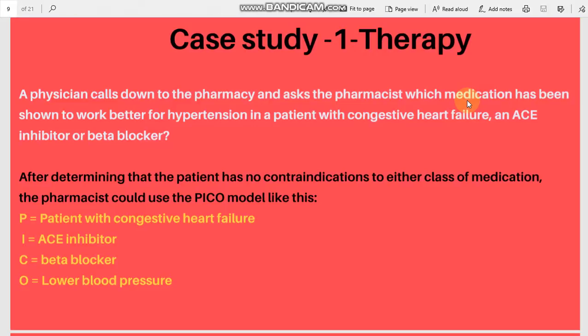Now the first case study is on therapy. A physician calls down to the pharmacy and asks the pharmacist which medication has been shown to work better for hypertension in a patient with congestive heart failure, whether it is an ACE inhibitor or a beta blocker. Now when you apply the PICO model, P will be a patient with congestive heart failure, that is the population group, I is ACE inhibitor, and C, the comparison, is a beta blocker. Outcome, what you require, is lower blood pressure.